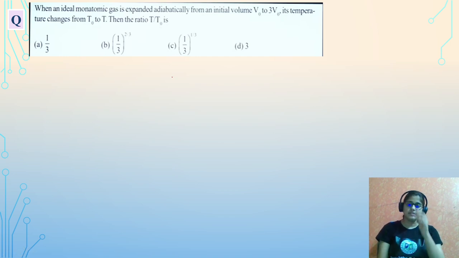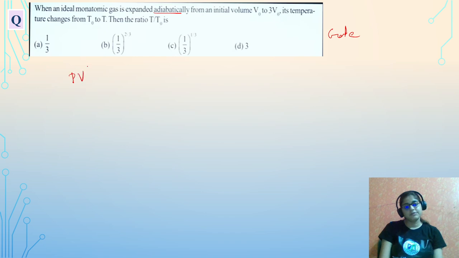The next question was also asked in, I think, GATE. In this question, an ideal monoatomic gas is expanded adiabatically from initial volume V0 to 3V0, and its temperature changes from T0 to T. The ratio of T by T0 is? Now, if we remember the equation of gas for the adiabatic case, the adiabatic case is given, for an ideal monoatomic gas.